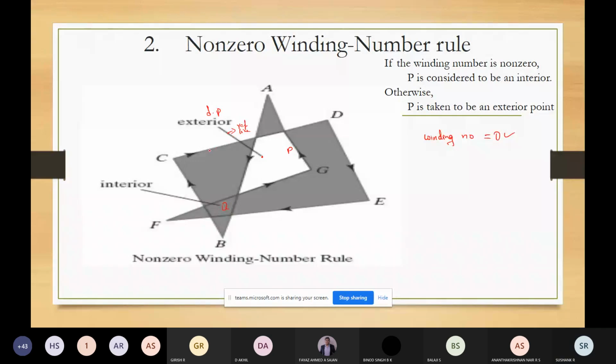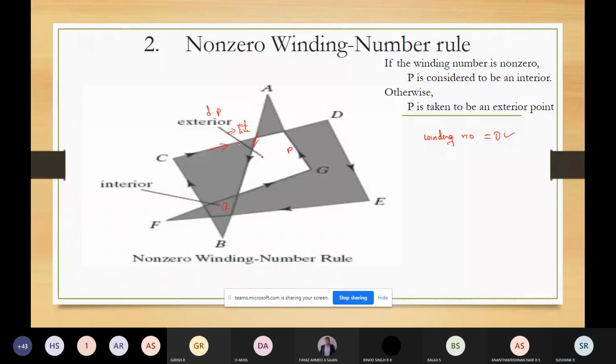As we move from point P to a distant point, we count the number of line segments that cross the reference line. Here one line is crossing and one more line, so we have two lines crossing this reference line as we are moving from this point to this point. This is the reference line, and this is the object line segment.